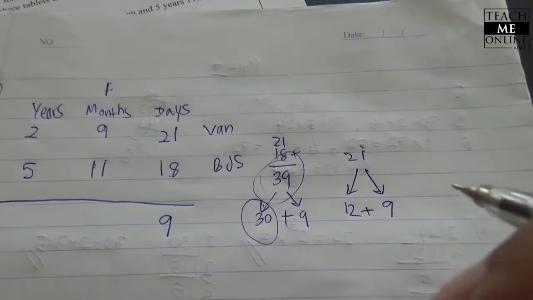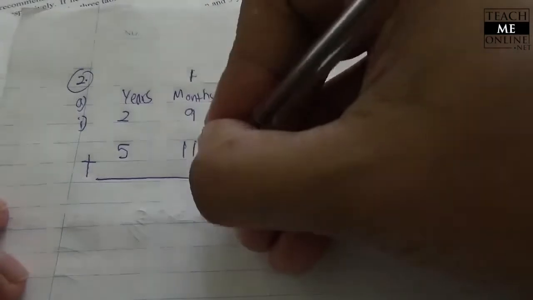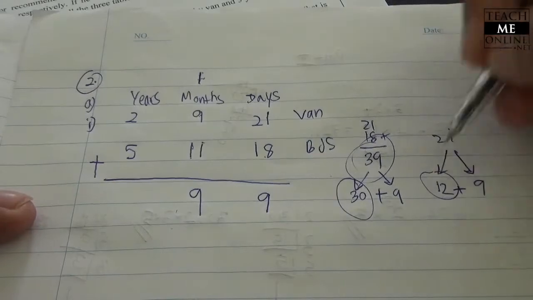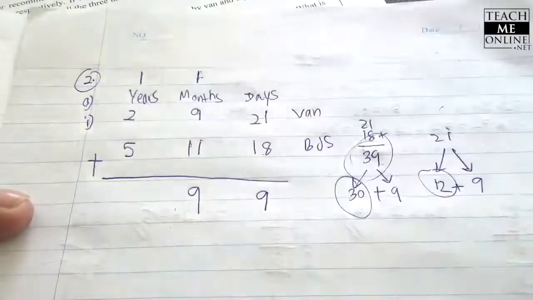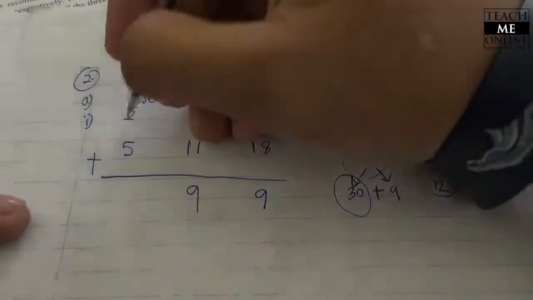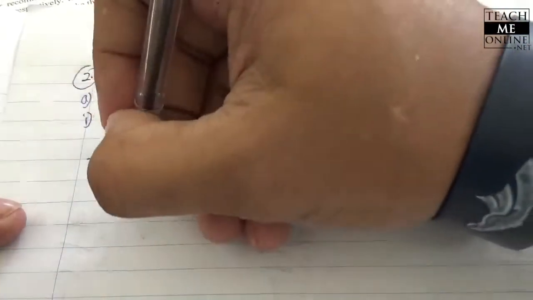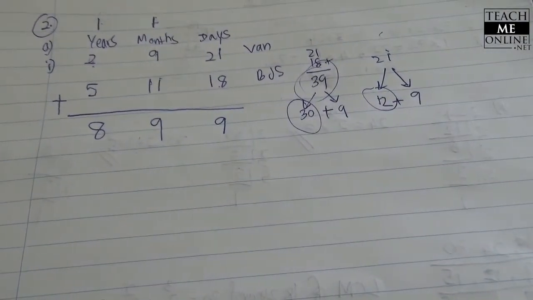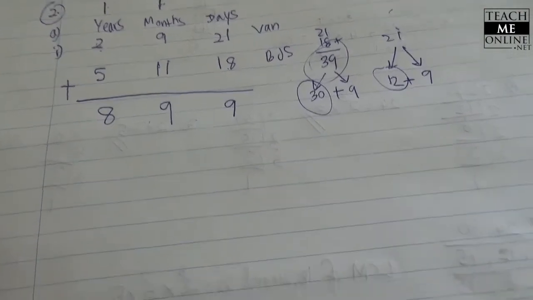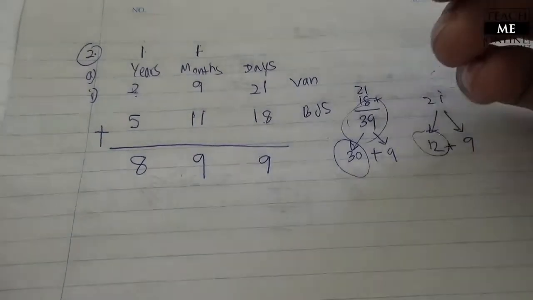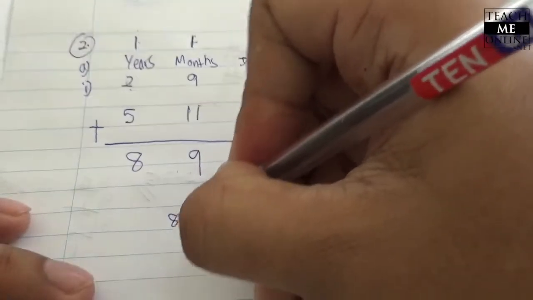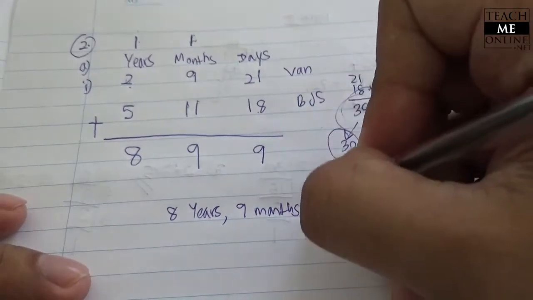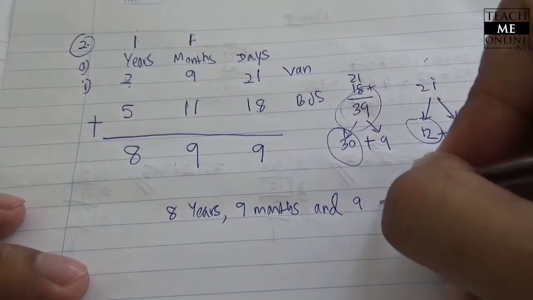Now in a year there are 12 months, so we can break 21 as 12 plus 9. We keep 9 months here and the remaining 12 months we take as 1 year and bring it here, 2 plus 1, 3, 3 plus 5, 8. So the total amount of time this child traveled by bus and van is 8 years, 9 months and 9 days.